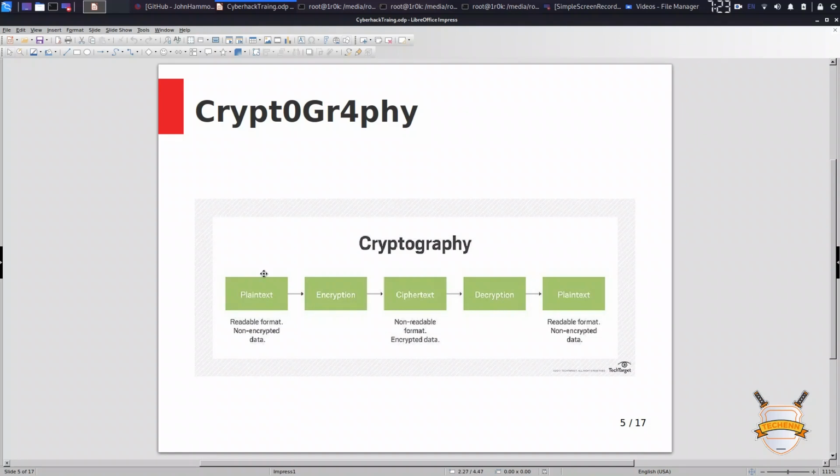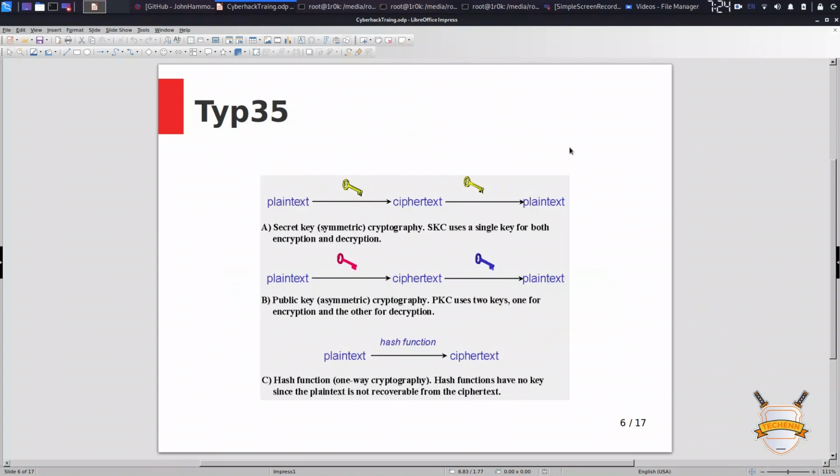So here is a plain text. We apply an encryption process on it and we get a cipher text. And to decrypt it, we apply a decryption algorithm on it and we get our plain text, which was the original one. So this is what cryptography is. And cryptography is of three types.